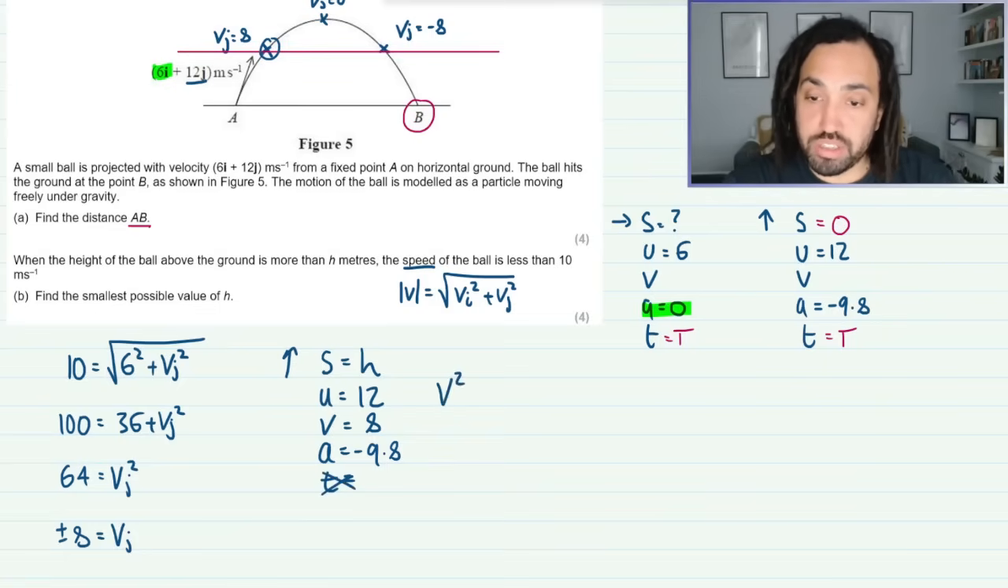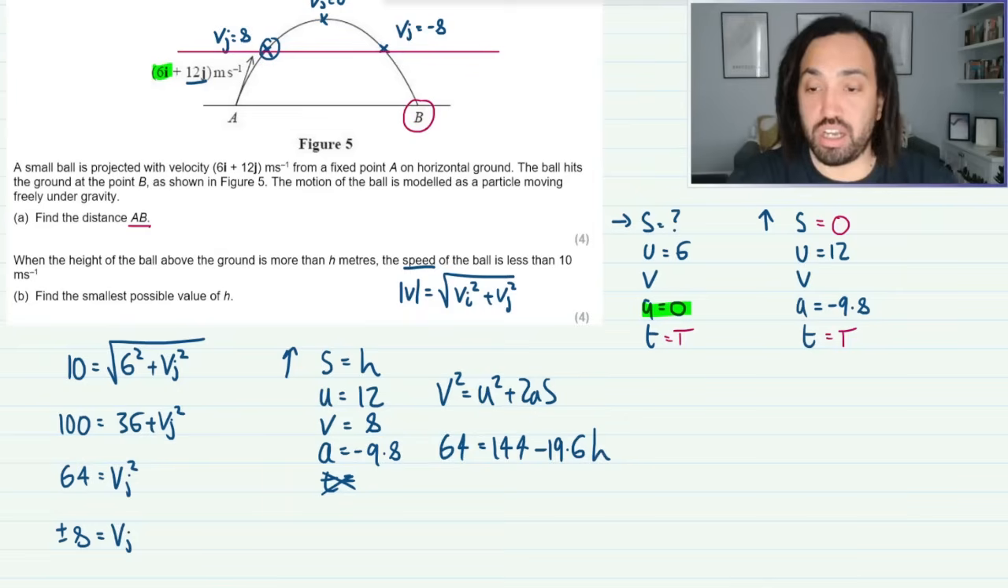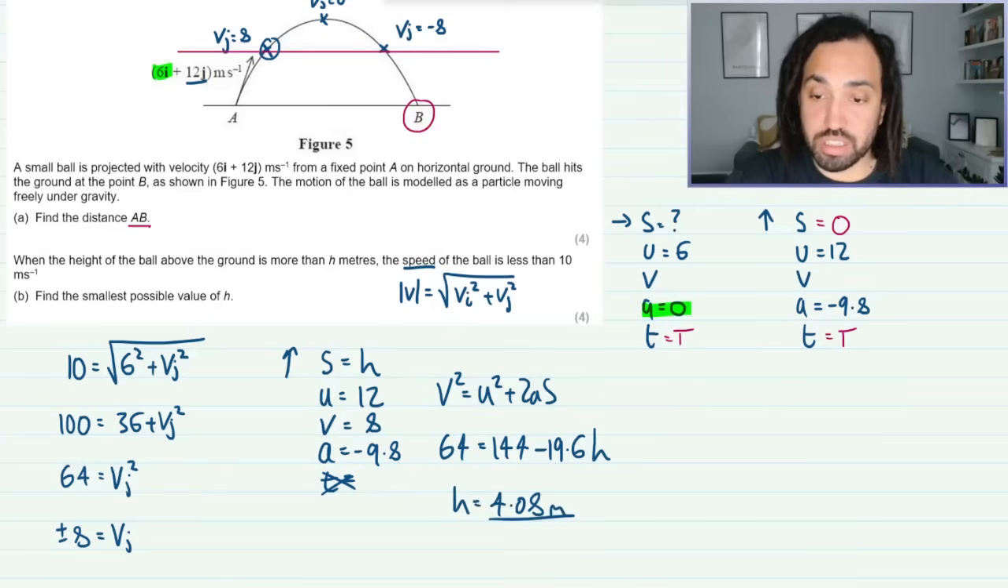So we're going to use v squared is equal to u squared plus 2as. V squared, so that's going to be 64. U squared is going to be 144. And then we're doing 2 times a, so that's minus 19.6. And s is height. Okay, so we can rearrange that, and we can find that the height is 4.08 meters. And that is that exact height there. So that is the answer.